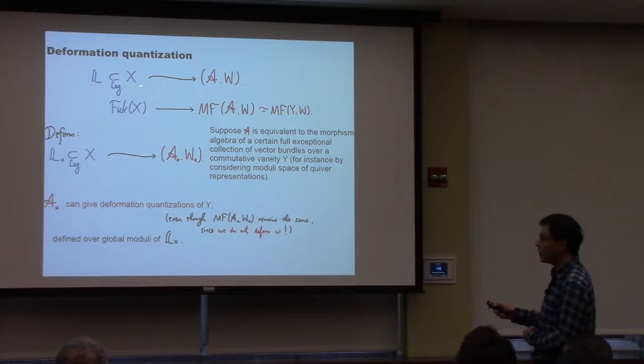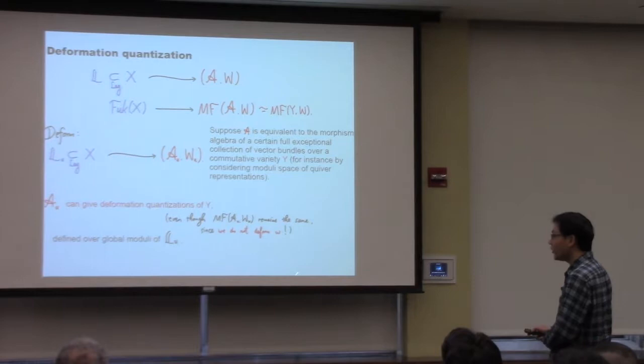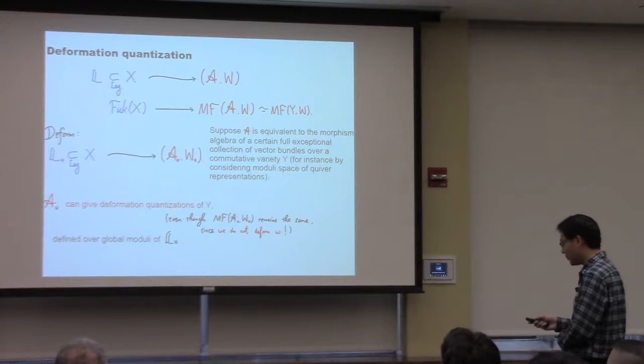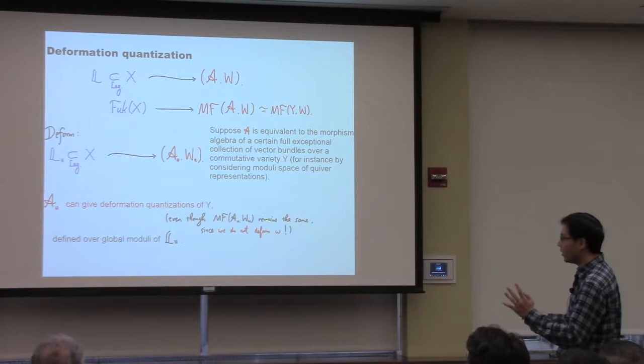If it has trivial grading, then you can consider grading and so on. Here I'm just using Z2 grading. And then this would give a deformation quantization of Y. Even though the category, the whole thing is remaining the same, AU is changing. And also it is defined over the global moduli of LU. So if LU form a global moduli, then this is not just an infinitesimal or just a formal deformation, it is indeed a global deformation.